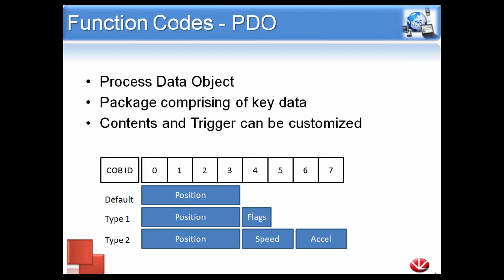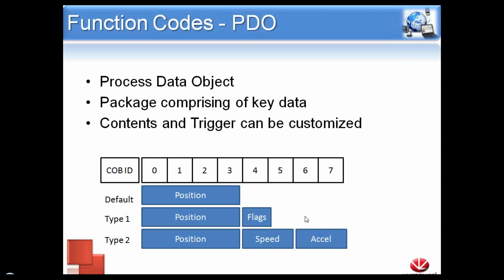And next up is PDO. This is the most important one. This is actually how we're getting the bulk of our information. So for today's example, I have a CANOpen shaft encoder that's measuring position. Every time the position changes, it's sending out a PDO. PDO is a packet of all the vital information.